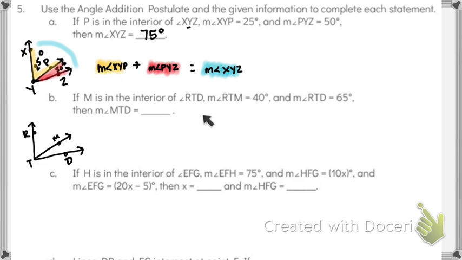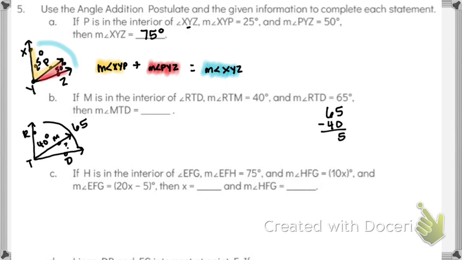So let's do RTM. RTM is this angle right here at the top. This angle is 40 degrees. The next one is RTD. RTD, that's the whole thing, so the whole thing is going to be 65. And the question is asking you for MTD, which is this angle right here, this bottom one. That's what we're looking for. I'm going to put a question mark there just to remind myself that that's what the question is asking for. Now, you need two numbers that add up to give you 65, so the best way to do that is by subtracting. Let's do 65 minus 40.